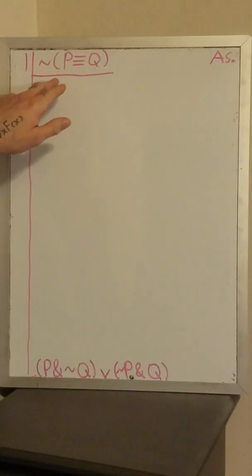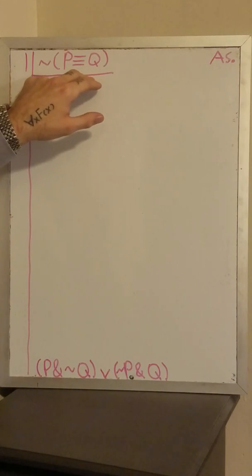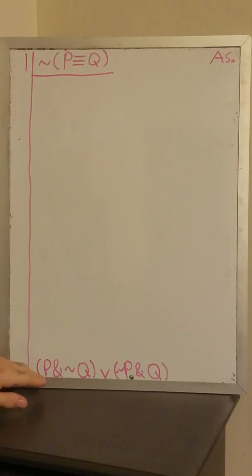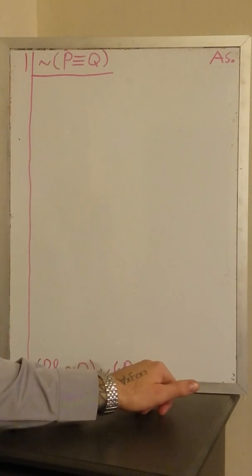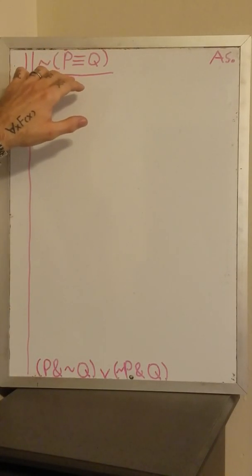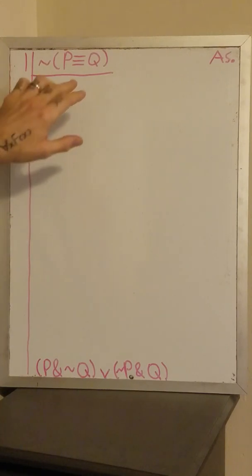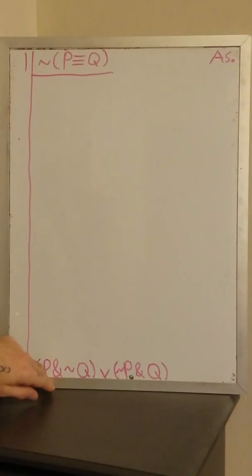So we're trying to go from "it's not the case that P is equivalent to Q" to showing that either P and not Q, or not P and Q. And that actually follows just by definition, because if these two things are not equivalent to one another, it must be the case that we have one without the other. All right? So how are we going to do this?